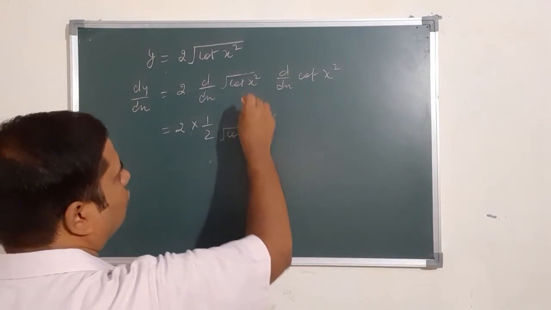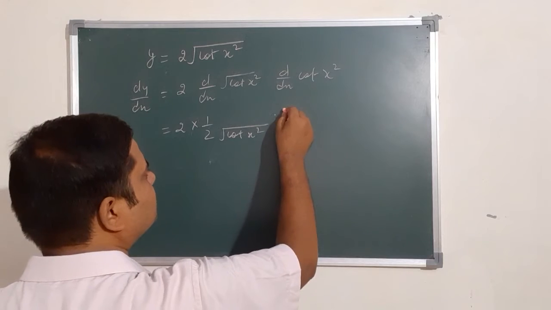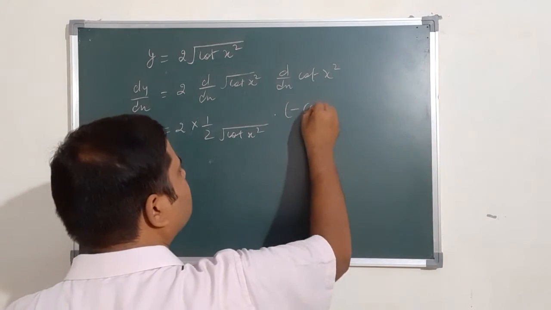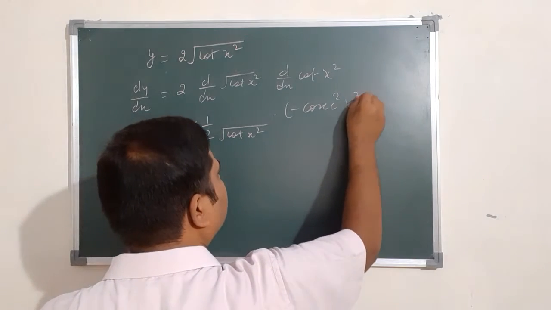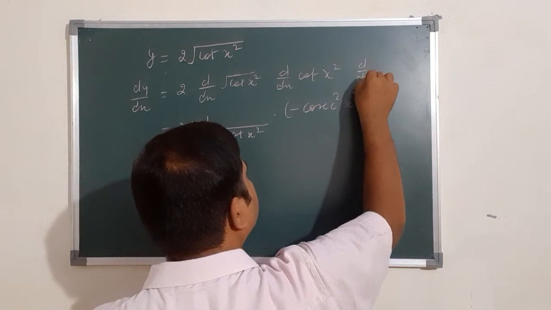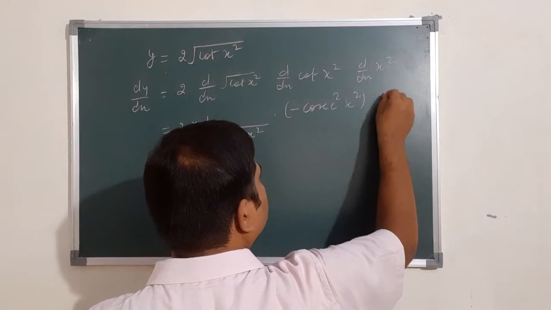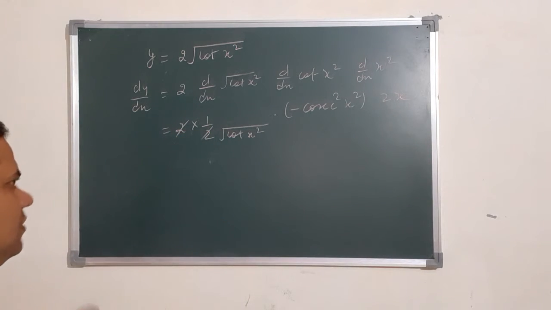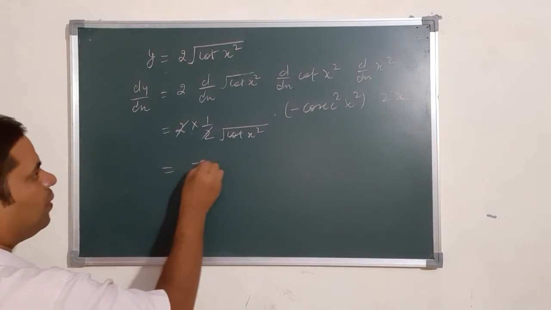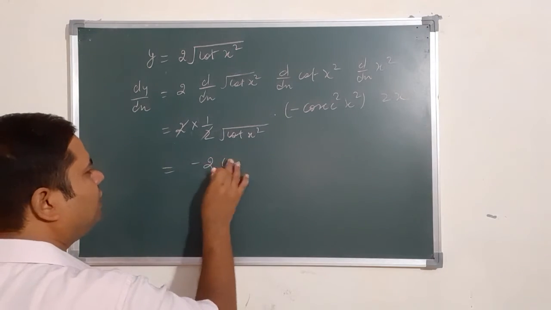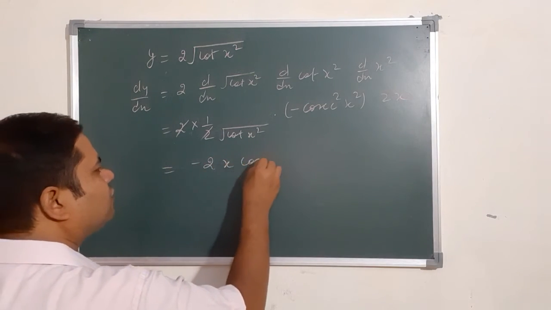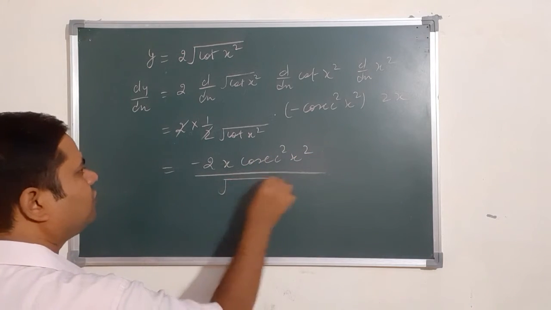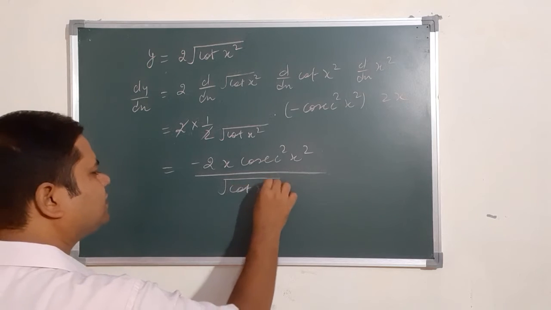And then cot x square, this is minus cosec square x square, and then d by dx of x square, this is 2x. So this 2 cancels out, this is minus 2x cosec square x square divided by root of cot x square.